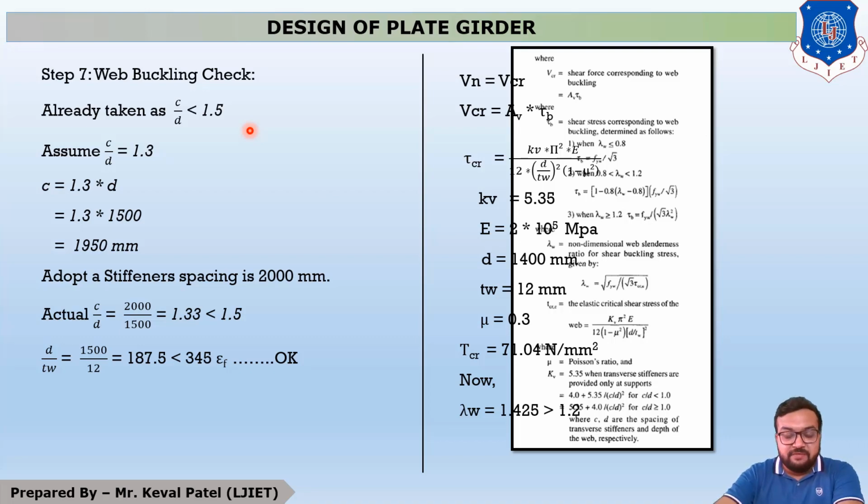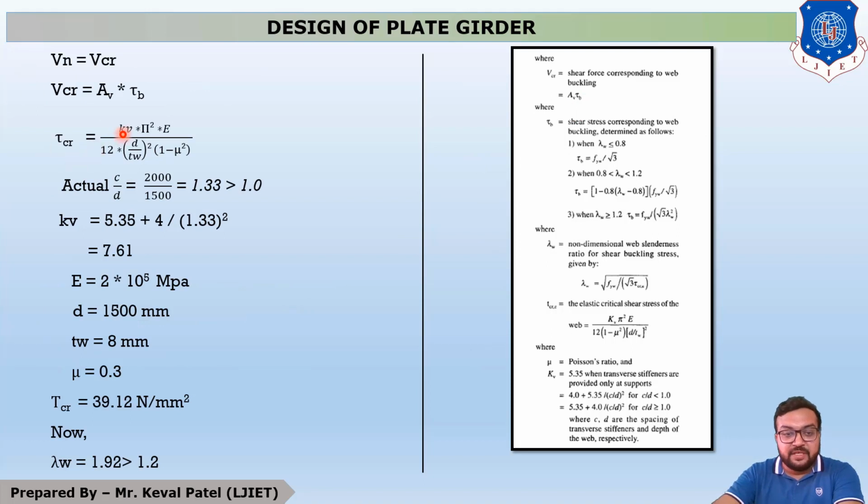Now Av means shear area, which is already taken as D into tw. Now, what is tau b? You can see on page number 60 that your value of tau b depends on the value of lambda w. Now, what is lambda w? Your value of lambda w depends on the value of tau cr. So, for tau cr, the equation is kv into pi square into E divided by 12 into (d by tw) whole square into (1 minus mu square).